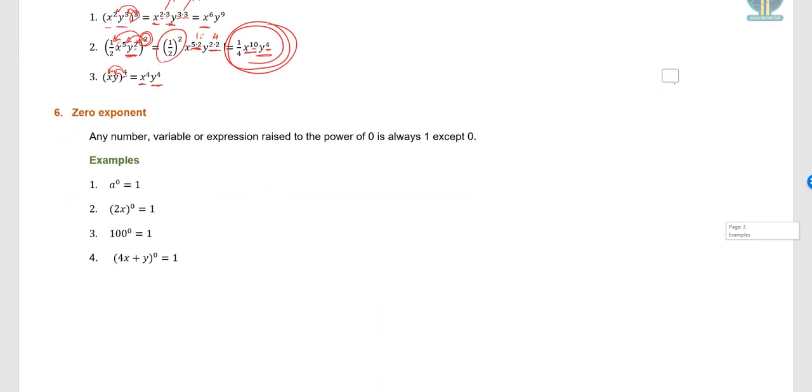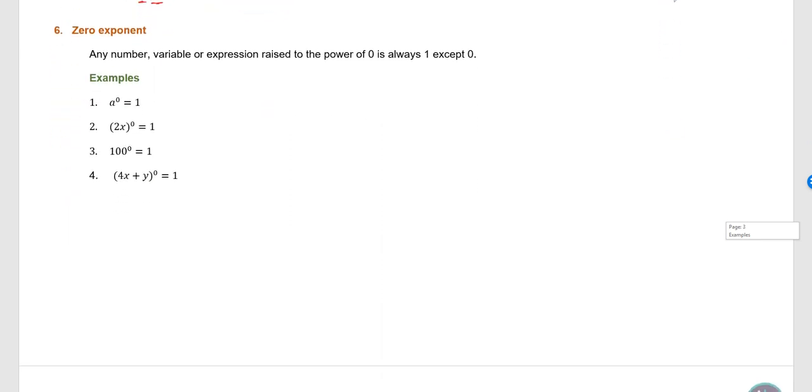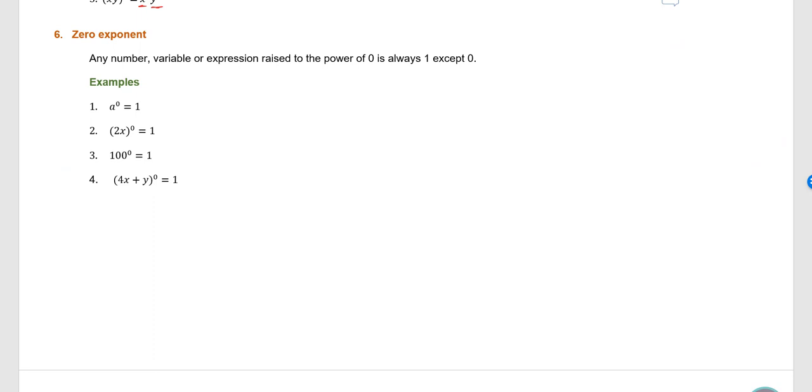A 0 exponent. And this one is very straightforward. Any number, variable, or expression, right? So a number, a variable, an expression, anything except 0, when raised to the power of 0 is always equal to 1. So always equal to 1.